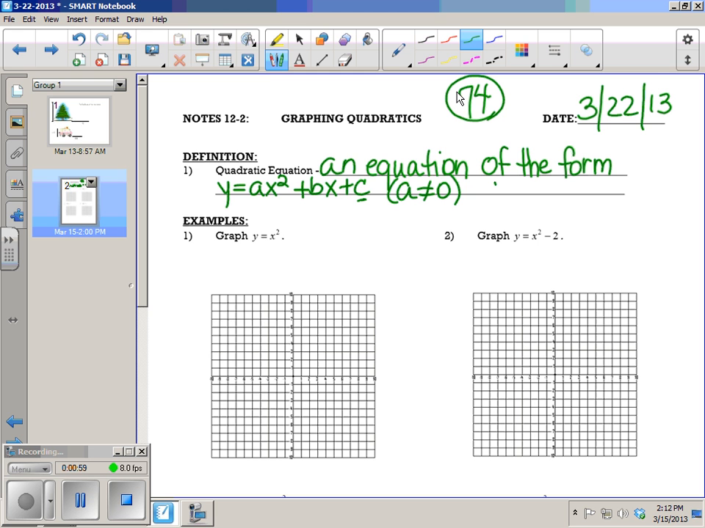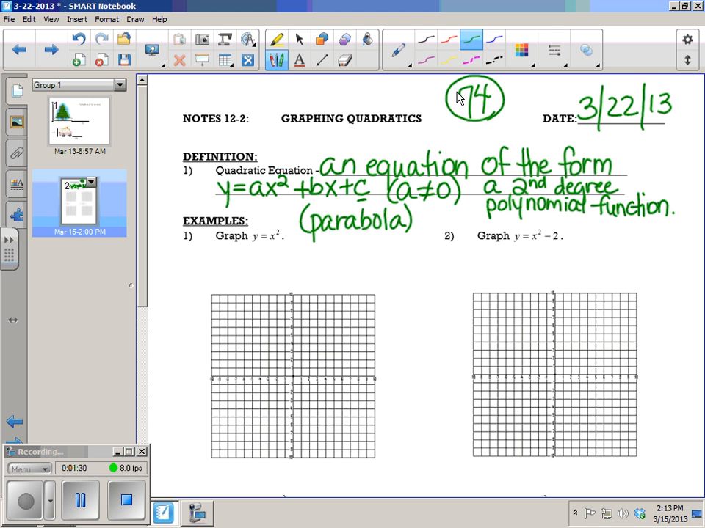This has to be, or is always, a second degree polynomial function, which means it has an exponent of 2. So it is a function. It does pass the vertical line test that we talked about last week. And another name for quadratic is also a parabola. The graph looks like a parabola.